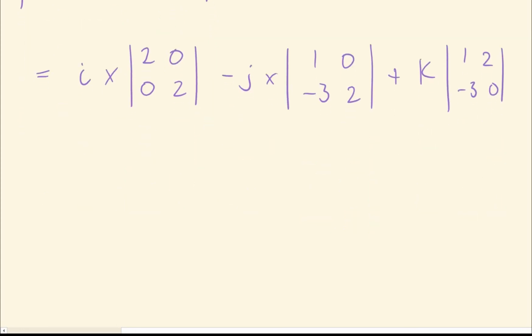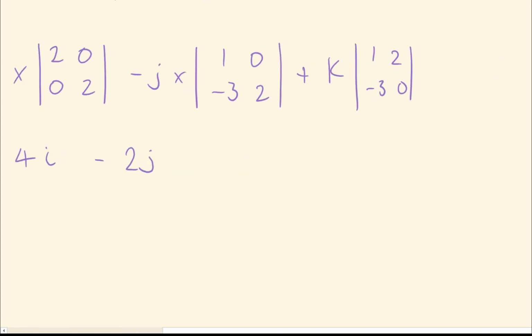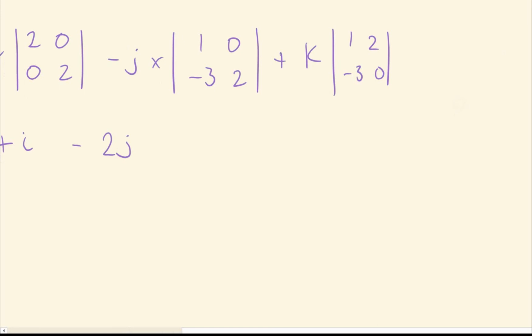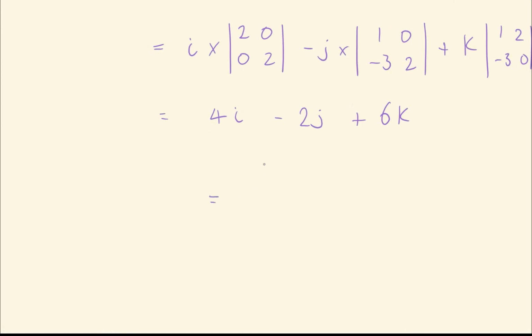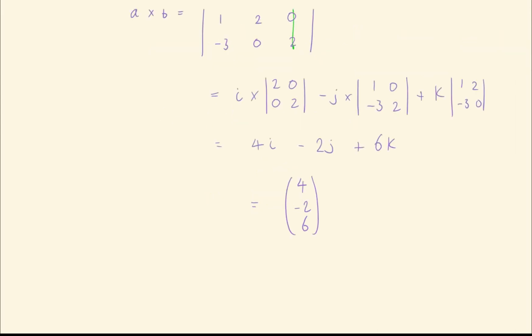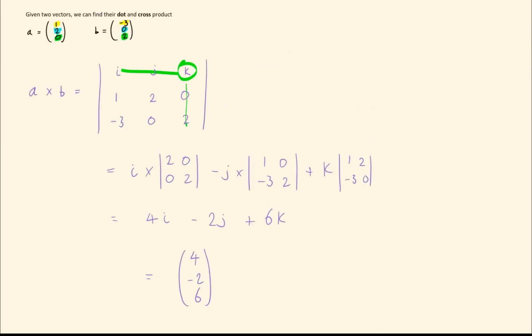Now let's work that out. The determinant of this is just going to be 2 times 2 minus nothing, so I have 4i. The determinant of this is going to be 2 minus nothing, so minus 2j. The determinant of this is going to be nothing minus minus 6, so plus 6k. And that is the cross product. Normally you can write this back in vector form, where the i's go at the top, the j's in the middle, and the k's at the bottom. And that is your cross product.